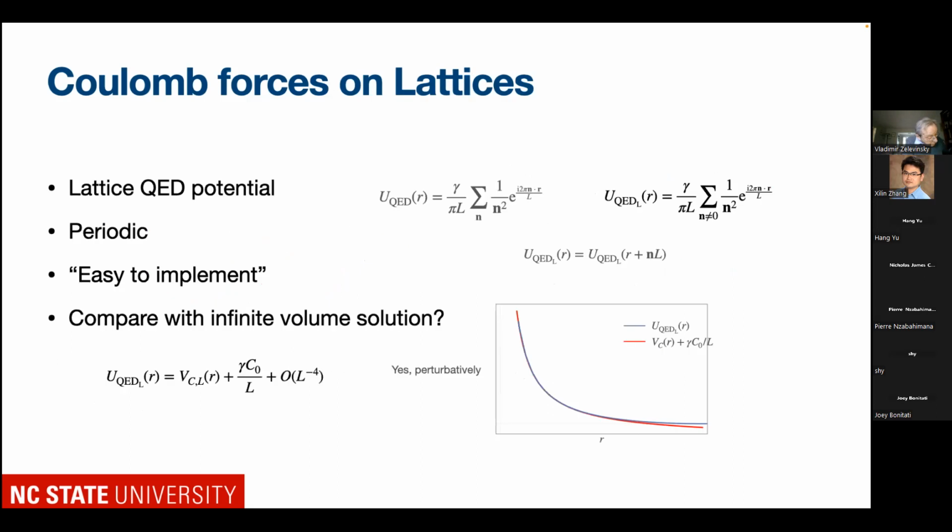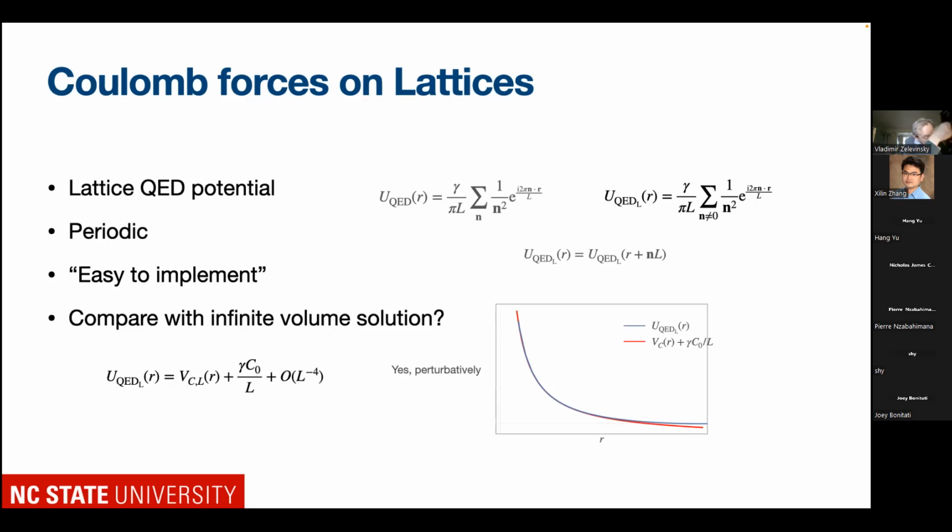The Coulomb force we implement also has a nice relation to the lattice QED potentials. For the lattice QED potentials, what we basically do is sum over all the possible lattice modes. This causes a problem with the zero modes, so we remove the zero modes because we don't want the problem. It turned out to work pretty well in most situations. It's also a periodic potential because the basis we construct from is periodic, and it's easy to implement in the calculations.